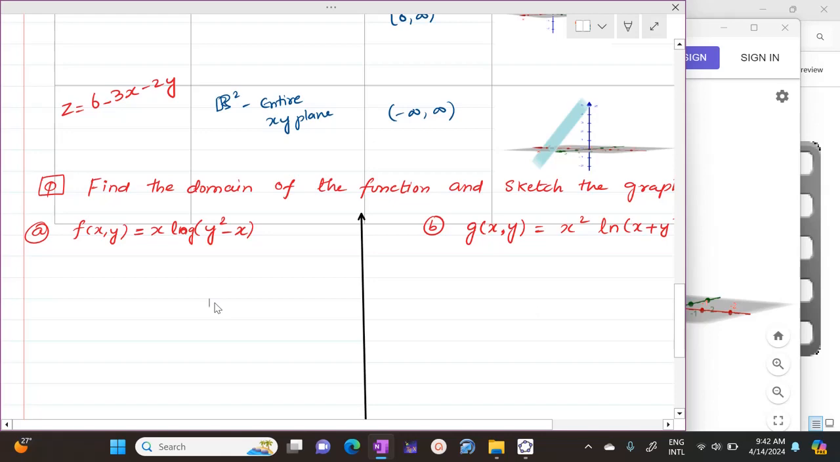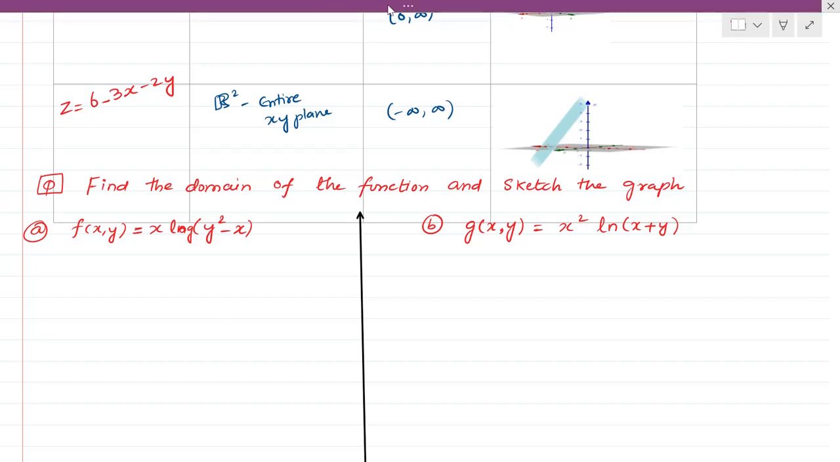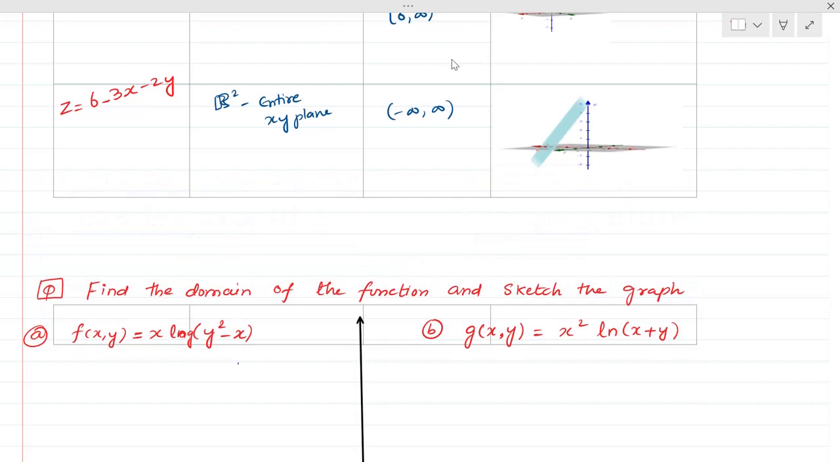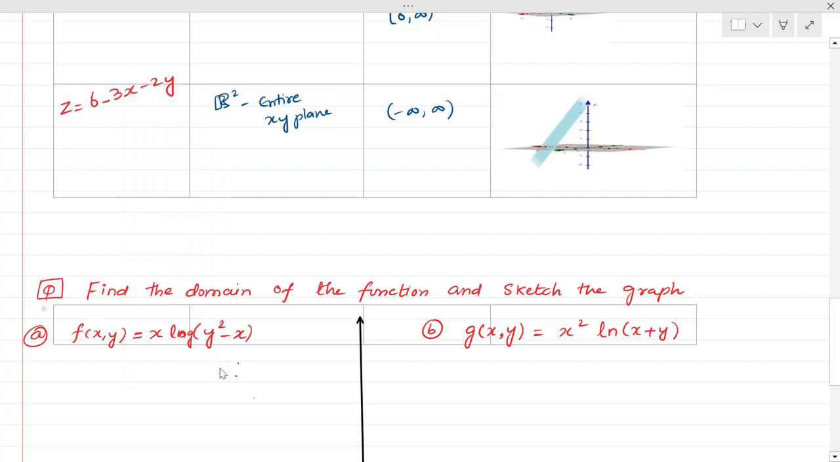Now coming to the last one, here we will have the logarithmic function. Whenever a logarithmic function is given, here it is asking only for the domain. What is the domain here? The argument must be more than 0. The domain is y square minus x strictly more than 0. Therefore you will find x less than y square. So this is the domain.